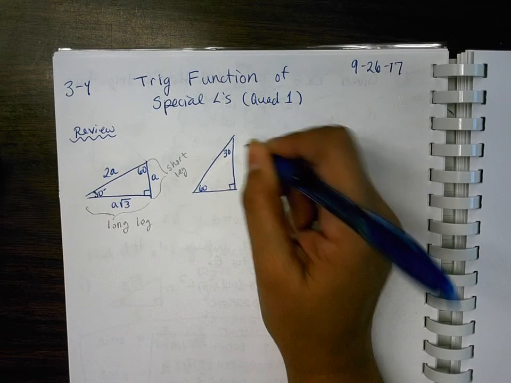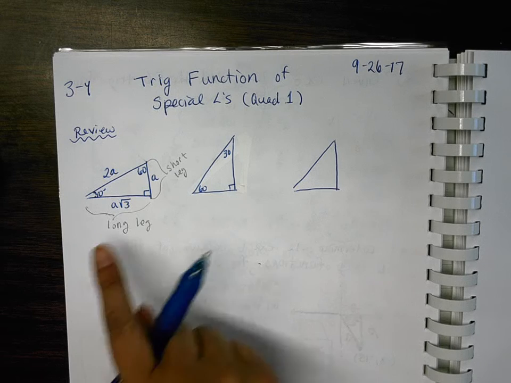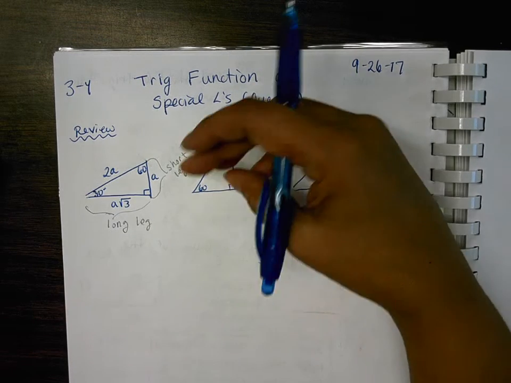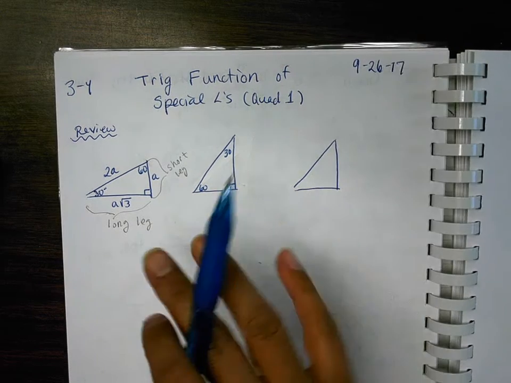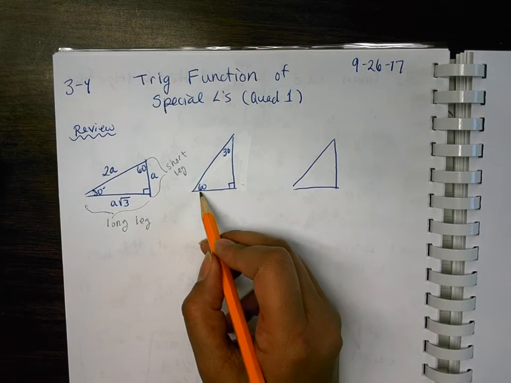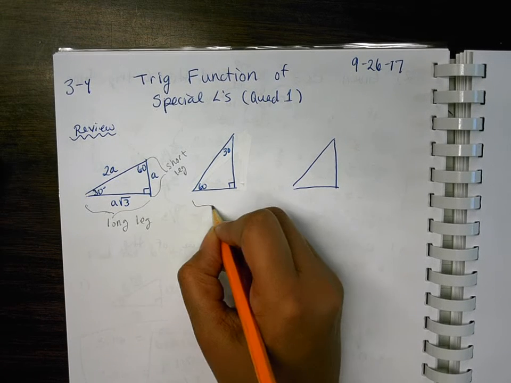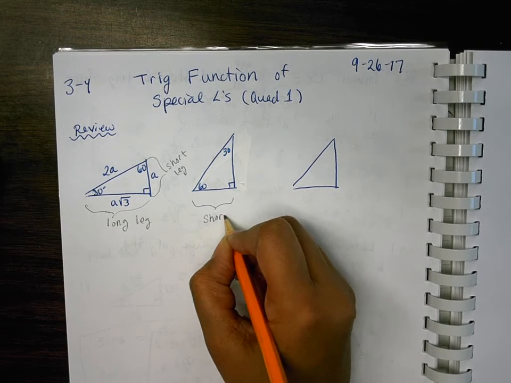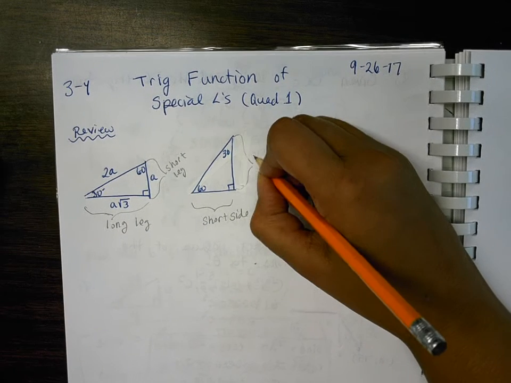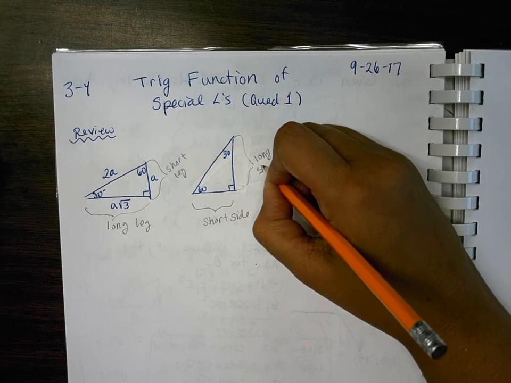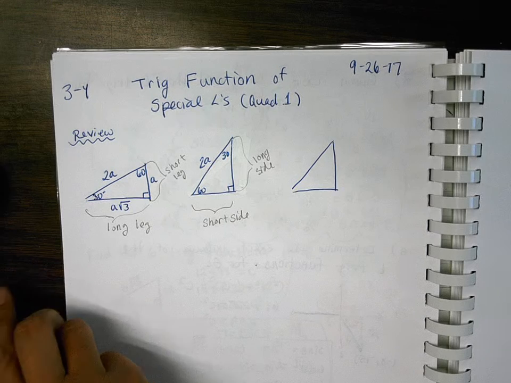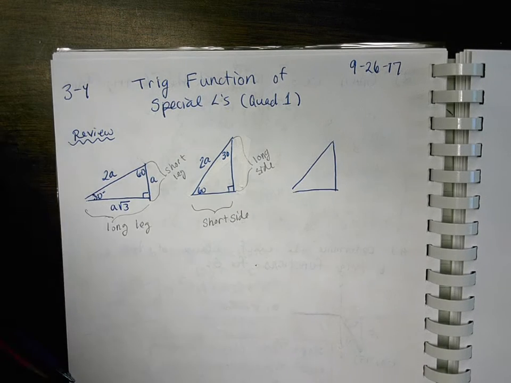60, 30, 90. Now, is there any difference between this 30, 60, 90 and this 30, 60, 90? The only difference is the way it's positioned. Now kids are like, well, why do we have to draw it again? I'm drawing it again only so that when we get to our unit circle we can see it. When I flip it around to 60 being in the bottom left corner, this now becomes my short side. Do you agree? And this side here is my long side. Is the hypotenuse still 2A? Yes, it is.